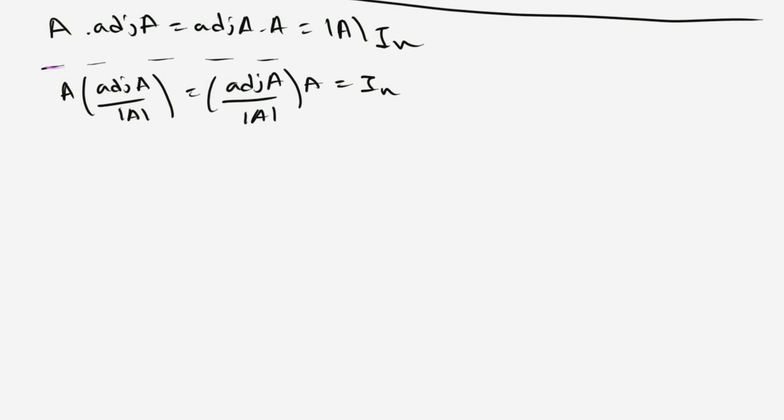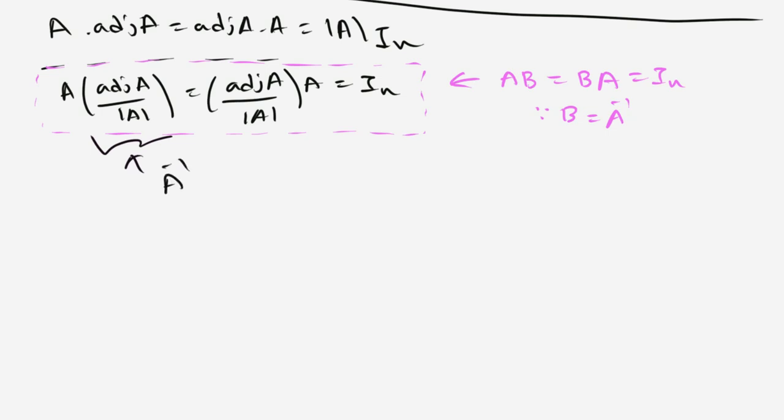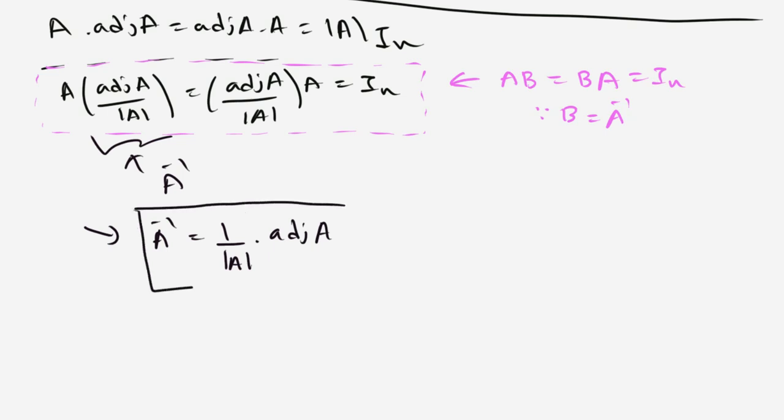Now we know this specific pattern. This is the exact same thing we saw when finding the inverse of any given matrix. We know the inverse of a given matrix can be written as A B equals B A equals I n, and then this specific B will be the inverse of the given matrix. Likewise in this case, adjoint A divided by the determinant of A will be the inverse of A. So we can simply write A inverse equals 1 over determinant of A dot adjoint A. This is the theorem that we follow when finding the inverse of a matrix by using the adjoint method.